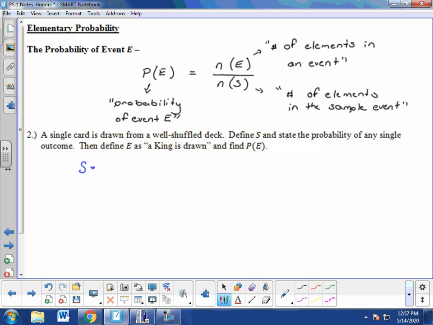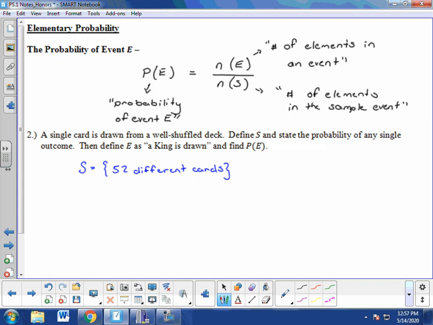So the sample space is the total options. There are 52 cards in a deck. And so you could draw an ace of hearts. You could draw an ace of spades. You could draw an ace of clubs, and so on and so forth. So you could list out all 52 options, but I'm just going to write out the sample space here using the notation for a set, the 52 different cards.